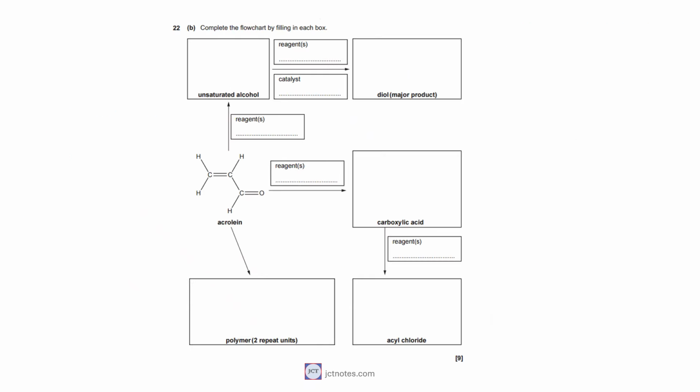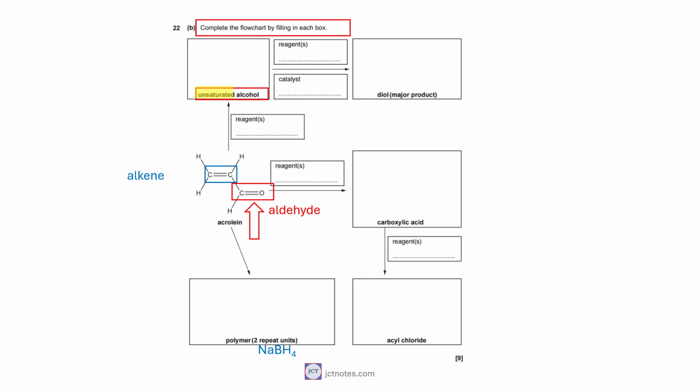In Part B of Question 22, we are asked to complete a given flowchart with reactions of acrolein. To convert acrolein into an alcohol, we have two possible reactions, the reduction of the aldehyde group or the hydration of the alkene. Since the first product shown is an unsaturated alcohol, the carbon-carbon double bond must remain unchanged. This means the reaction is reduction of the aldehyde group only, not hydration of the alkene. This is performed using sodium borohydride to obtain prop-2-en-1-ol, or allyl alcohol.